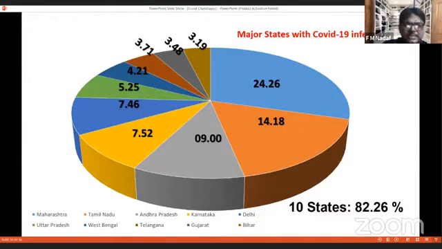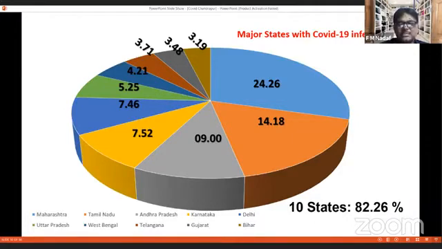Now, another very interesting thing, if we analyze the statistics available of the 35, 36 states and union territories that we have in our country, 10 states account for 82.26% of the infections, which is a very disturbing trend. 10 states account for 82.26%.